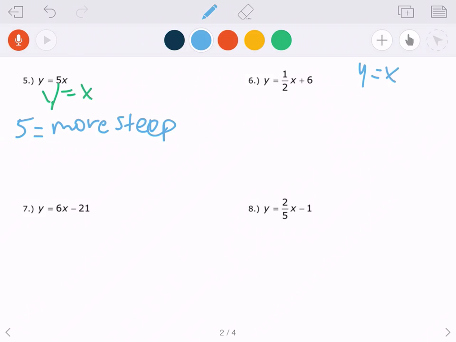Number 6, again, we're comparing to the parent function. So a slope of 1/2, we are going to be rising 1 and running 2. So we're going up 1 and over 2. So that line is actually going to end up being less steep than my parent function.